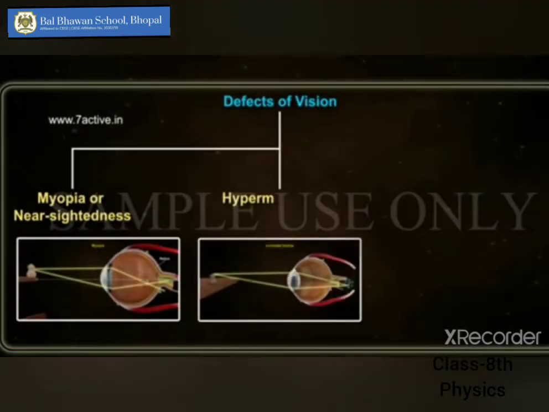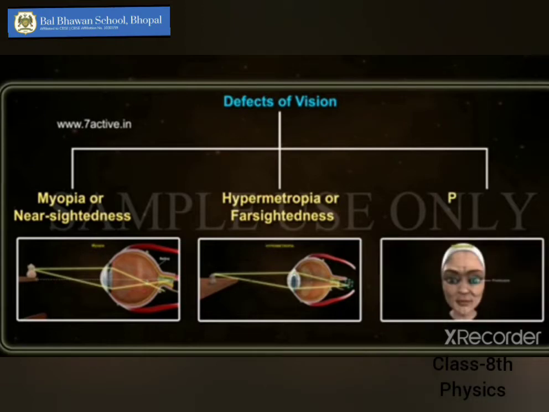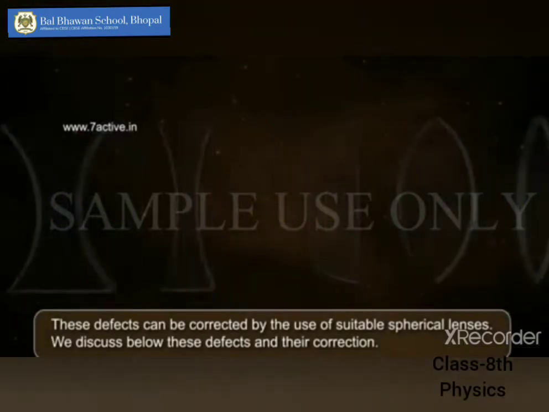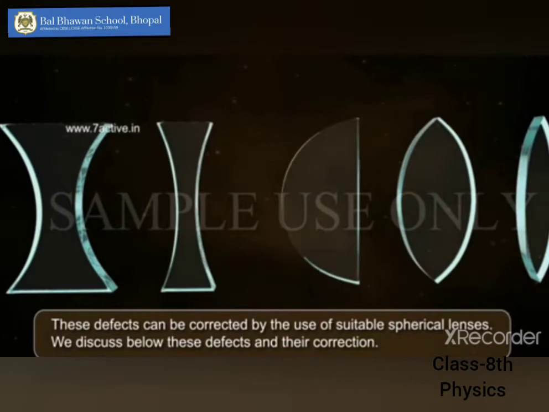Okay, children. So these are the three types of defects that we have learnt in the class. First one is myopia or short-sightedness. Second is hypermetropia or far-sightedness or long-sightedness. And third one is presbyopia. These defects will be corrected by using spherical lenses, either concave or convex lens.